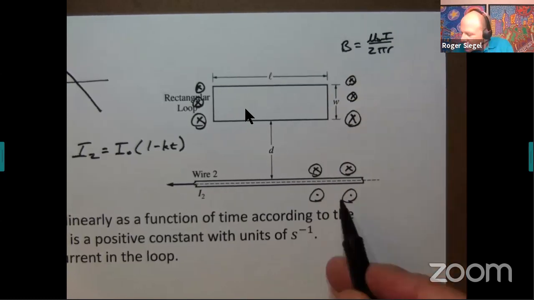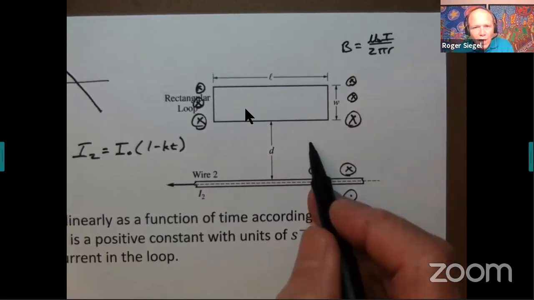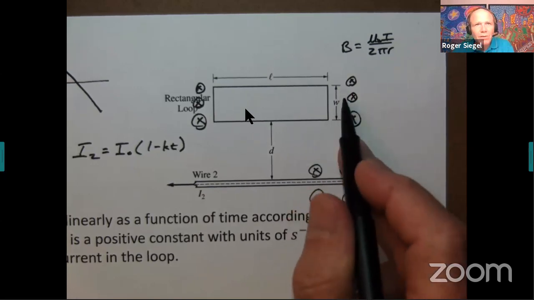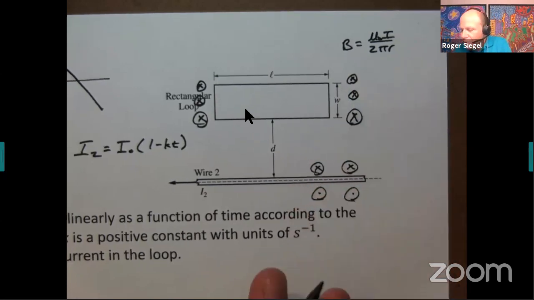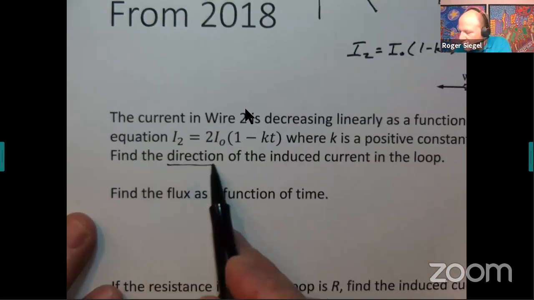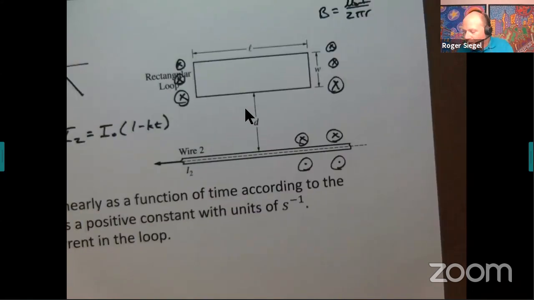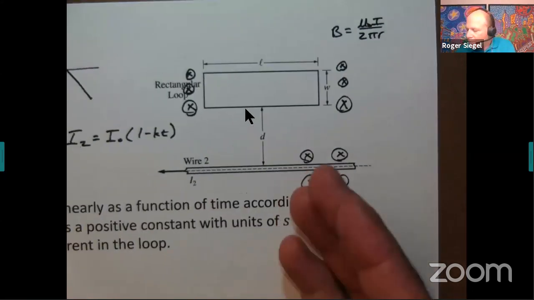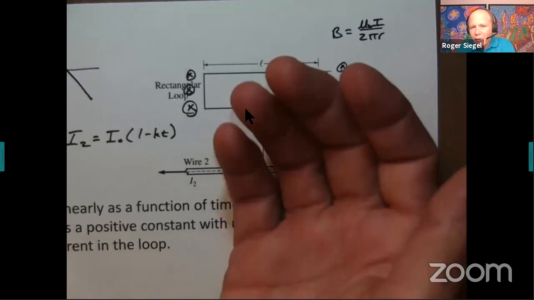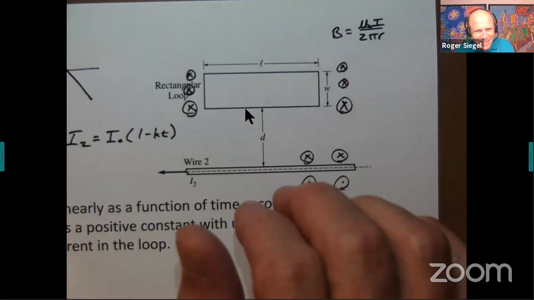And so what that means is, as I move further away from this wire, the magnetic field gets smaller and smaller. All right, now the first question says, what is the direction of the induced current in the loop? So let's look at this. We can see that the B field, I'm sorry, is going into the board, thank you.